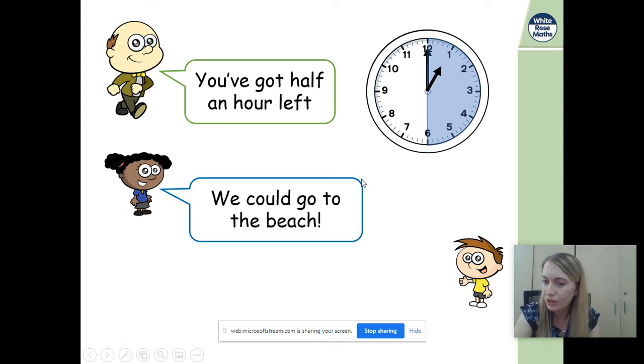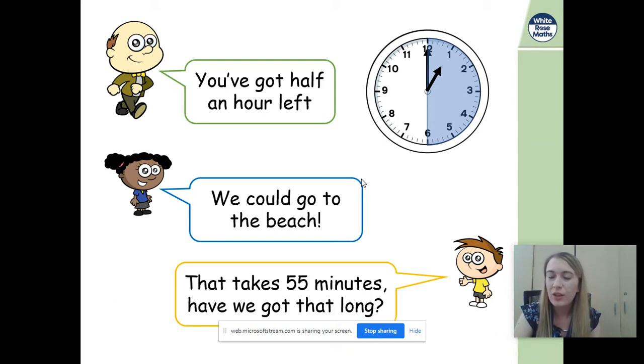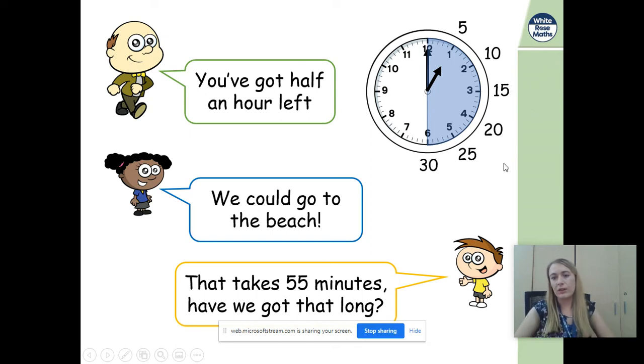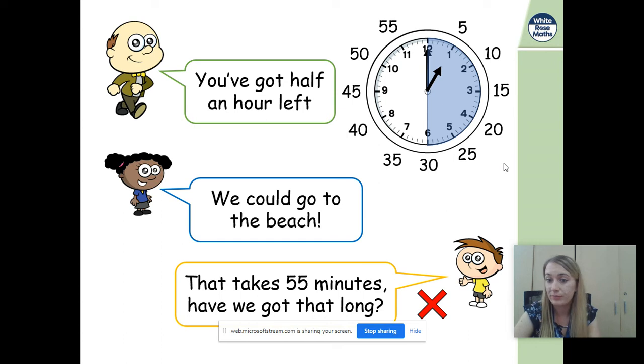We could go to the beach in half an hour. That takes 55 minutes. Have we got that long? So they have half an hour left. So do they have 55 minutes? What do you think? Let's count and see how many minutes. 5, 10, 15, 20, 25, 30. They only have 30 minutes. So can they go to the beach? That takes 55 minutes. Can they go? They can't go. There's not enough time. They only have 30 minutes.